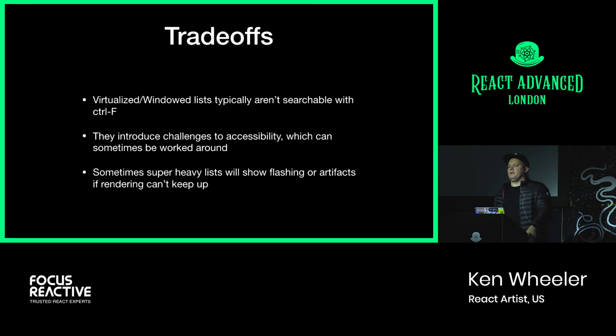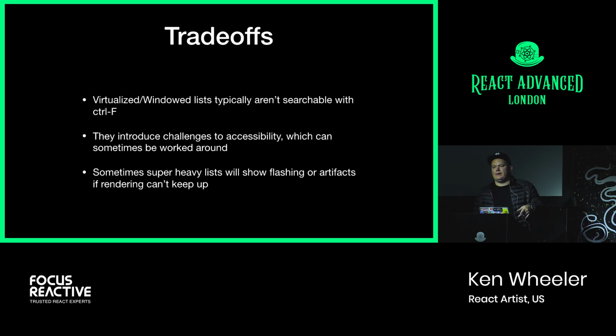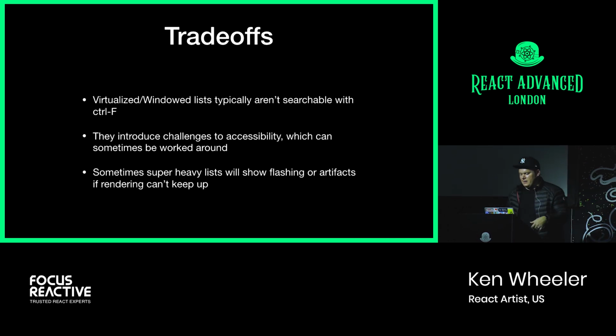Certain virtualized implementations, you can't Control F search it. That's something I'm dealing with now. If somebody's searching on the page, if it's not rendered, your Control F in your browser isn't going to find it. So, you do what any developer worth their salt does and override Control F in the browser and write a custom find, because that always works out best, right? They also introduce challenges to accessibility, which sucks. You can work around it sometimes if you do the right key bindings on it.